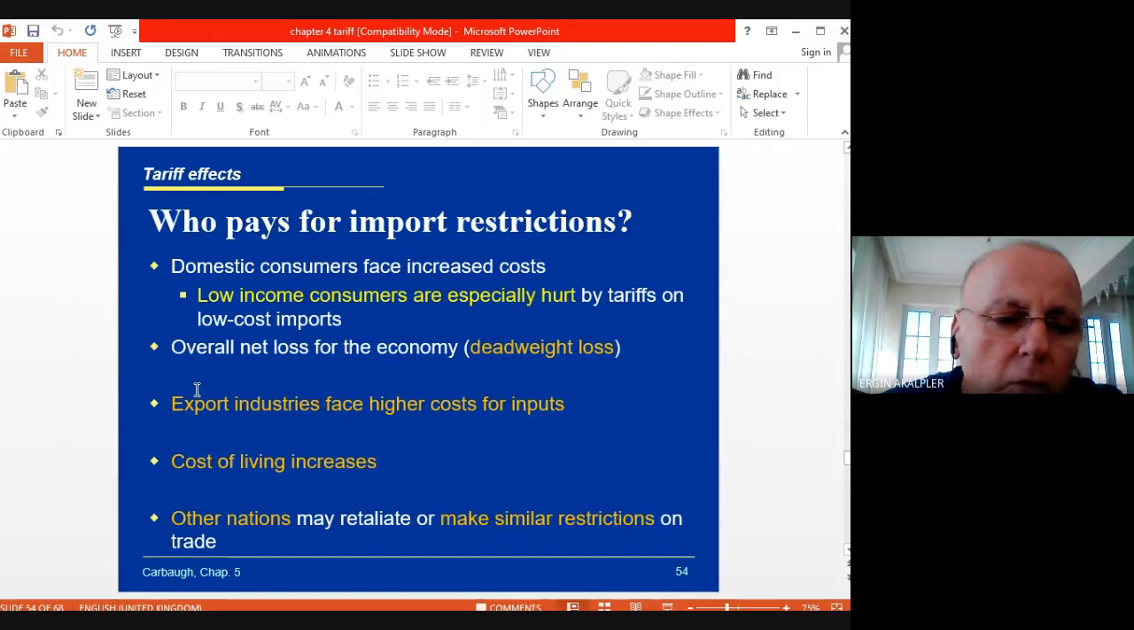And export industries face higher costs for inputs, and the cost of living increases, as you are observing, because of the tariff. Other nations may also retaliate or respond to this tariff with higher tariffs, which of course creates similar or probably more negative effects to the international market, reducing the welfare of the world nations. And this is, of course, not good.